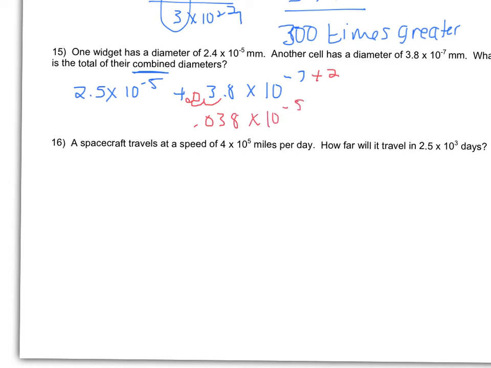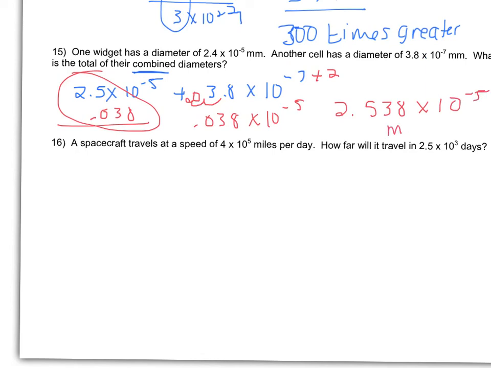And we are adding, so 0.038. So now, once we combined these, I have 2.538 times 10 to the negative 5th, and we're talking millimeters. So that is your answer.